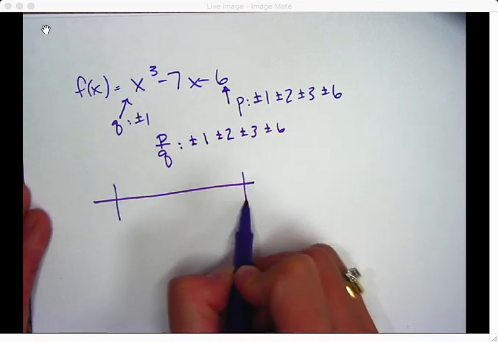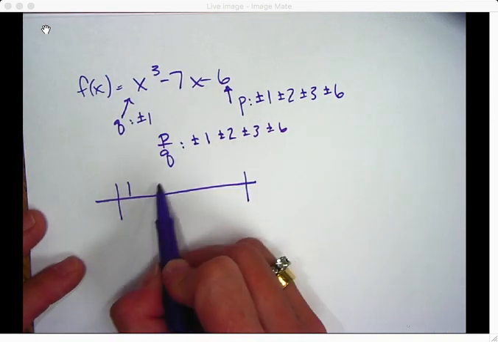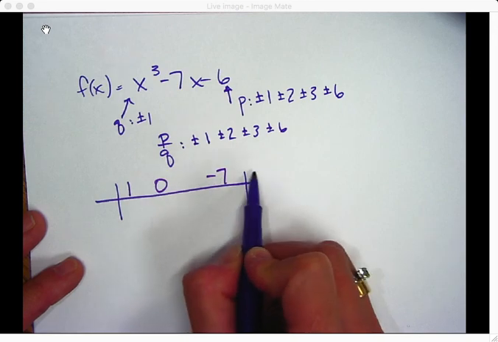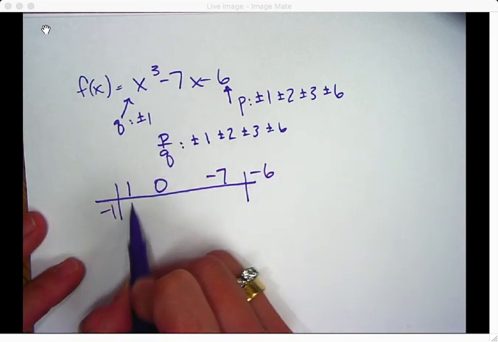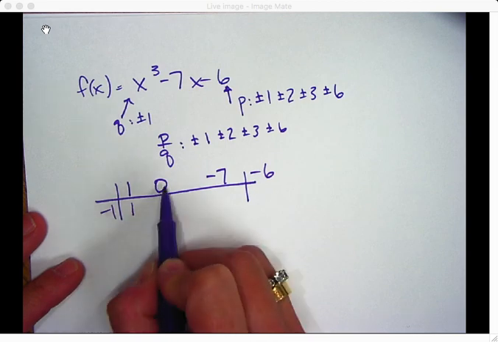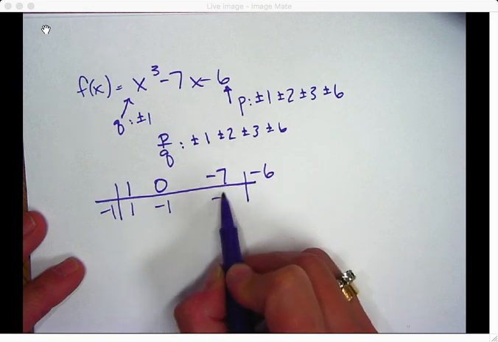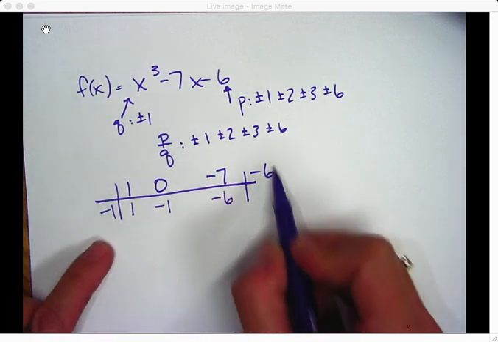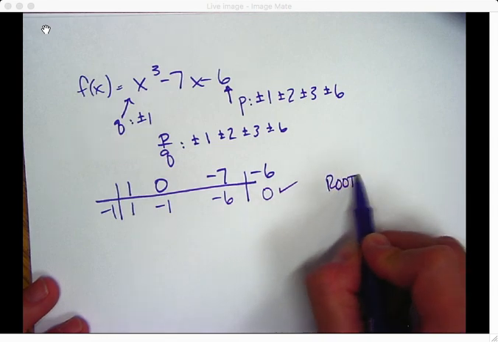All right, and also a reminder, when you do synthetic division, you do need a placeholder. So I'm having a placeholder for my x squared term. I'm going to send negative 1 through. So multiplying, I get negative 1, adding, I get negative 1. Multiplying, I get 1, adding, I get negative 6. Multiplying, I get 6, adding, I get 0. So I did find one of my roots.